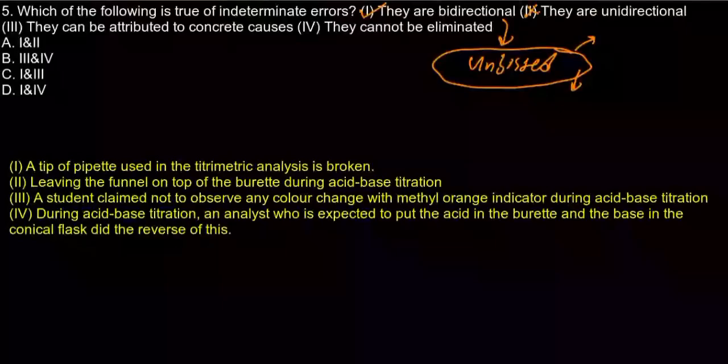Next one, they are unidirectional. This is wrong. Next one, they can be attributed to concrete causes. Remember? No, no, no. This is not for this. Attributed to concrete causes, no. They cannot be eliminated. Yeah, that's indeterminate error. Let me use the opportunity to tell you some characteristics of indeterminate error. You can write them down. It is random, bidirectional, it is not measurable, it is not assignable. You cannot attribute it to something. And it is always present. You can never eliminate it.